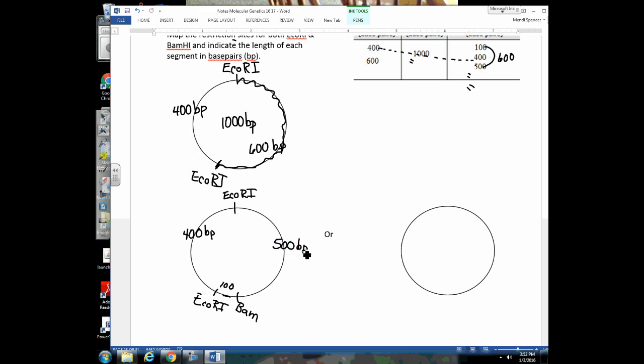Let me show you, though, that there can be different answers, both correct, for this problem. Because if you think about it, I cut with EcoRI here and here. Remember this segment right here, this one was 600. If I have a restriction site here for BamHI, it would still give me the same results. So let's put EcoRI here, BamHI here, and this would be 100, this would be 500, and then this one would be 400 base pairs long.